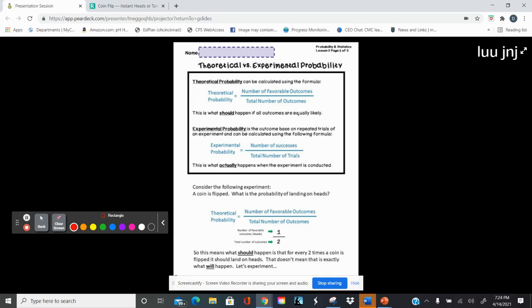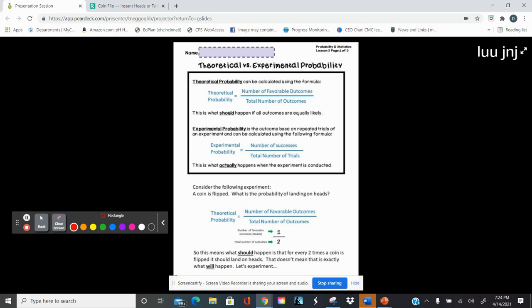So when we are talking about the formula for experimental probability, the top is going to be the number of successes. So we were looking to flip a coin and we wanted it to land on heads, every time it lands on heads, that is a success because that's what we're looking for, right? Okay. On the bottom would be the total number of trials. And remember, a trial is each time I flip the coin, right? So in this situation, we had 20 trials because we flipped the coin 20 times.